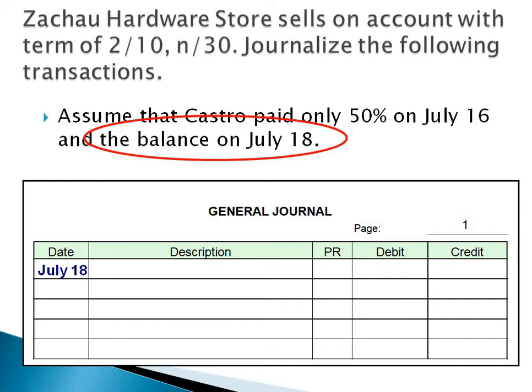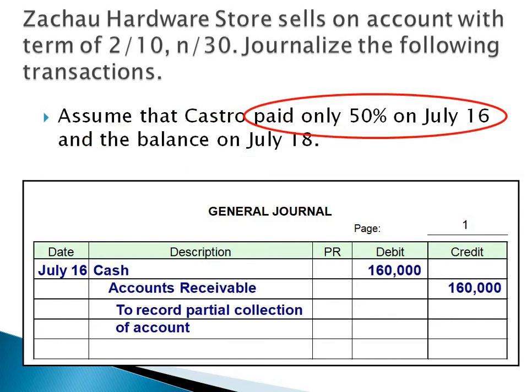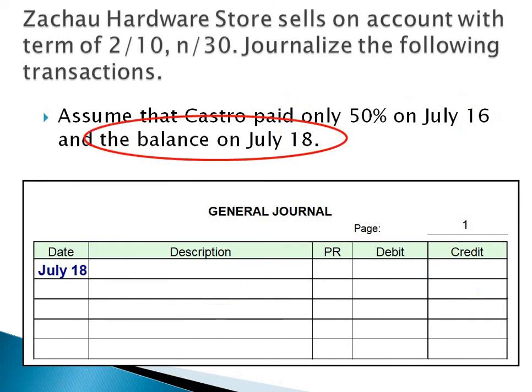160,000 also. Same as the first partial payment on July 16. Therefore, on July 18, 160,000 must also be the credit to accounts receivable, just like on July 16.